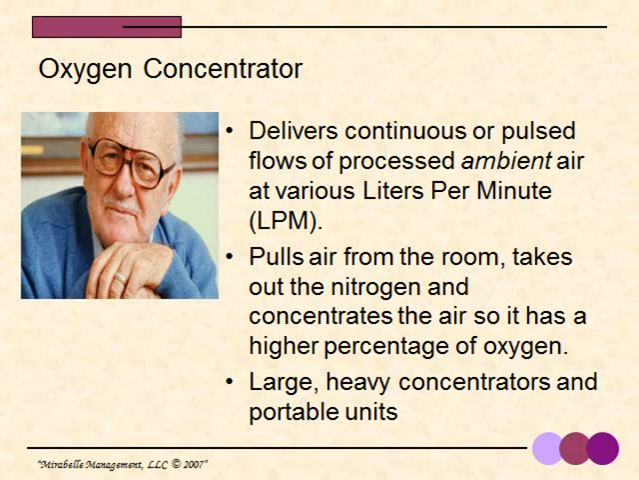An oxygen concentrator delivers continuous or pulsed flows of processed ambient air at various liters per minute. Basically, the concentrator pulls air from the room, takes out the nitrogen in the air, and condenses or concentrates the air so it contains a higher percentage of oxygen. For instance, at 3 liters per minute, a unit can provide a continuous supply of oxygen at concentrations around 33%, and at an increased rate, say 6 liters per minute, the concentration goes up to 45%.